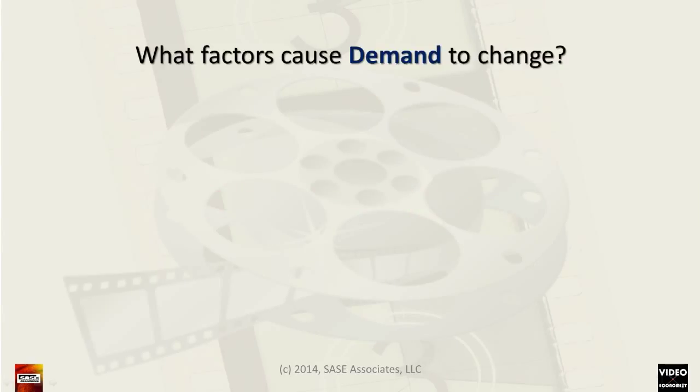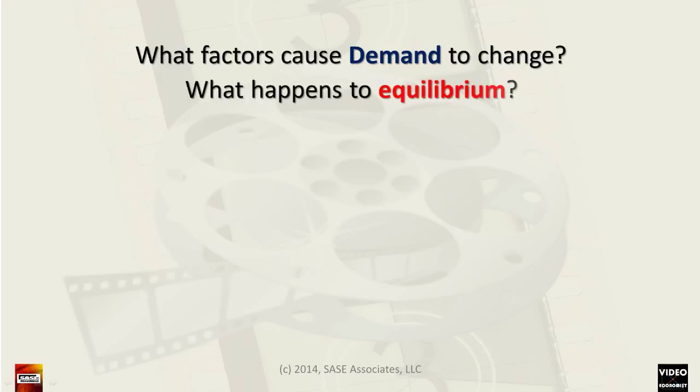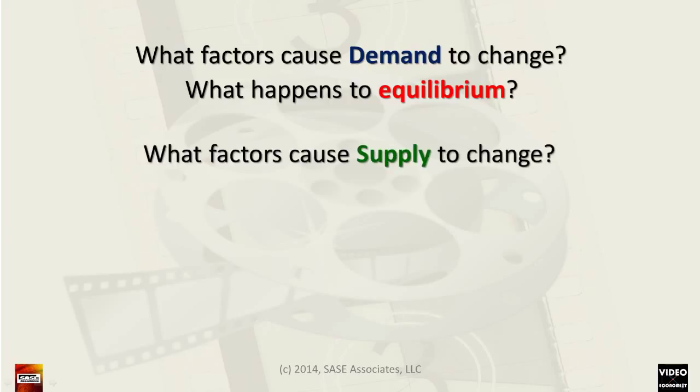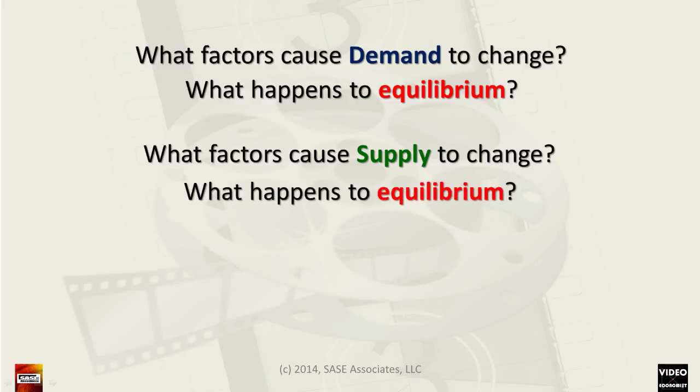1. We will identify the factors that cause demand to shift, and we will determine the effects of those changes upon equilibrium, price, and quantity. 2. We will identify the factors that cause supply to shift and determine the effects of those changes upon equilibrium.